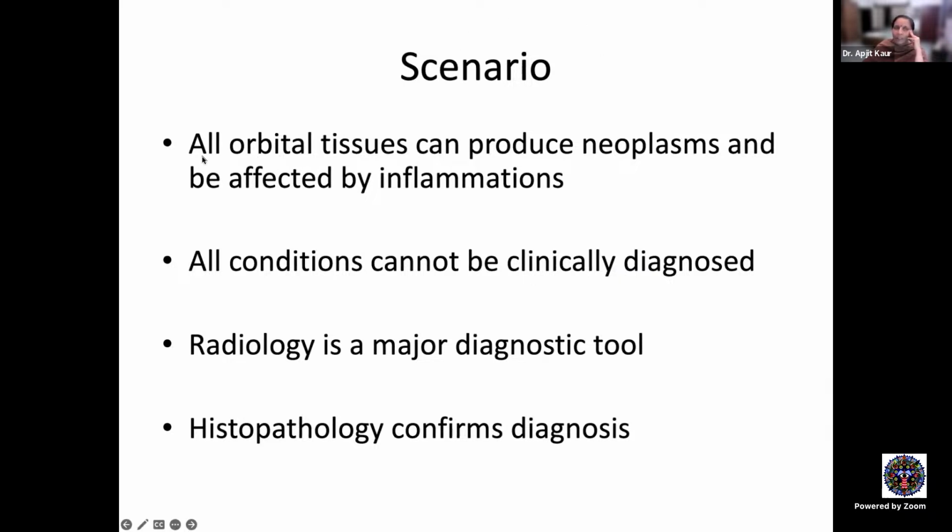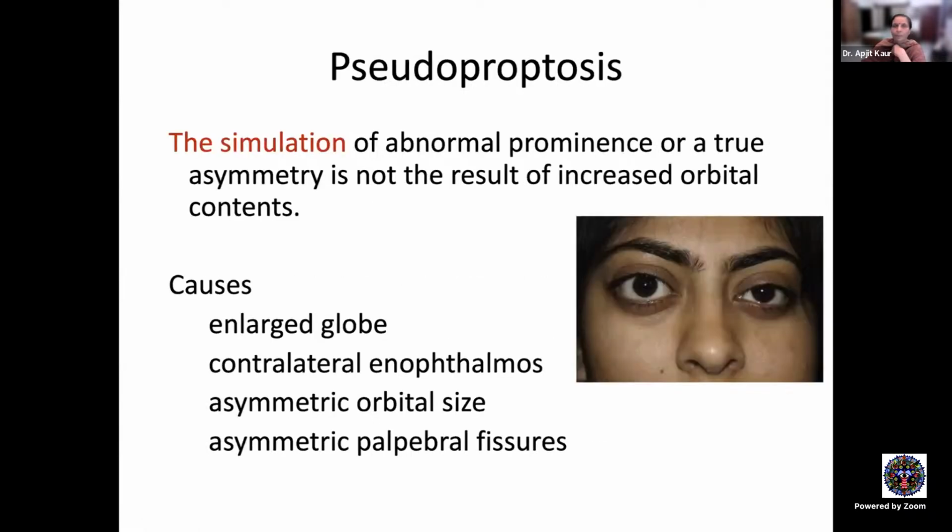The first point to remember is that all orbital tissues can produce neoplasms and can be affected by inflammations. So what are the different orbital tissues we have? We have muscle, we have fat, we have nerves, we have arteries, right? And we have bones. So everything can give rise to tumor and everything can give rise to inflammation. All conditions cannot be clinically diagnosed. The presentations depend upon the site of involvement and the etiology of the involvement. Radiology is a major diagnostic tool and histopathology confirms the diagnosis.